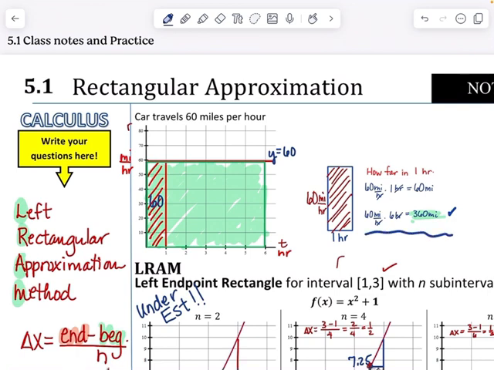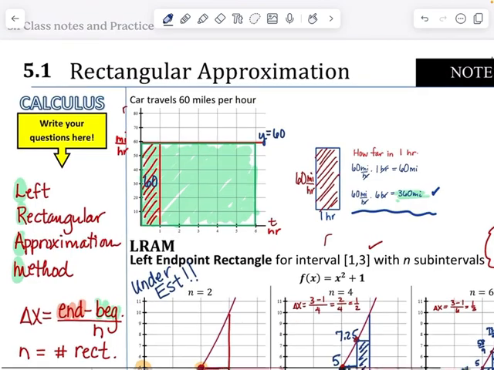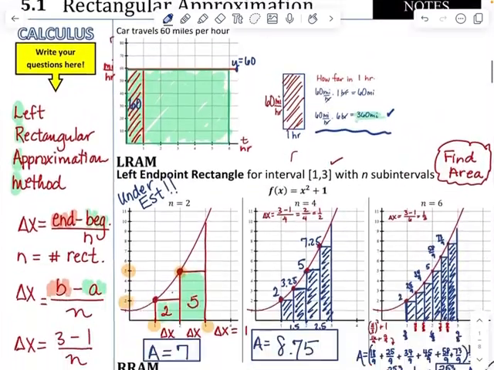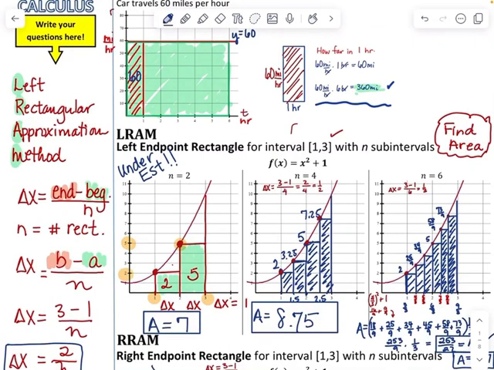So what we're looking at here are rectangular approximations, left rectangular approximations and right rectangular approximations, which we talked about briefly. Now, I'm using the notes. I have to go over them pretty quickly because I only have so much time to present this. These are the notes from today.